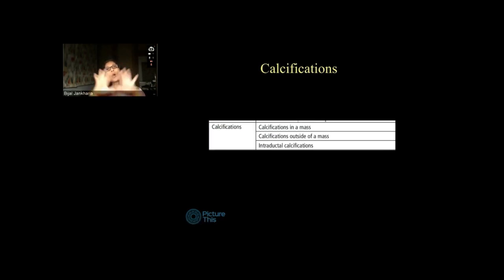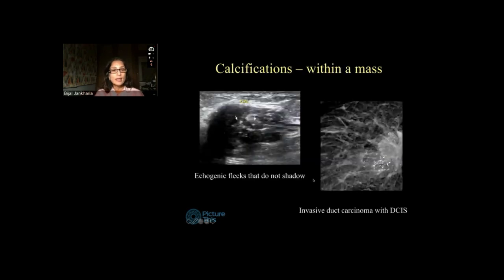Then, so this is all about the mass, and that is the most important part in breast ultrasound. We'll also talk a little bit about the less important stuff, and that is calcification. Now, calcifications we all know are best seen on mammography, but in ultrasound you could have calcifications in a mass, outside of a mass, or intraductal calcifications. In a mass, they are very well seen on ultrasound. They appear as tiny echogenic flecks that do not shadow, but you can see how beautifully they are seen on mammography.